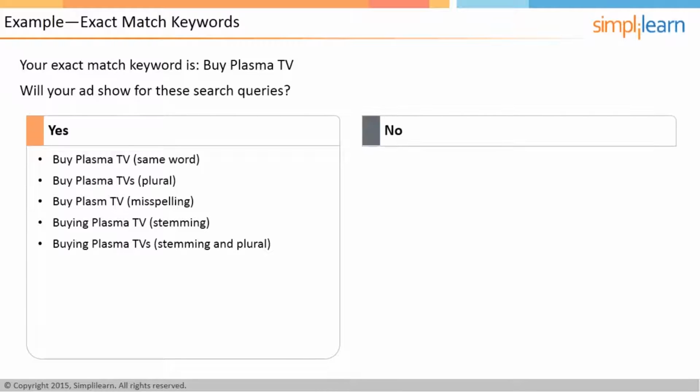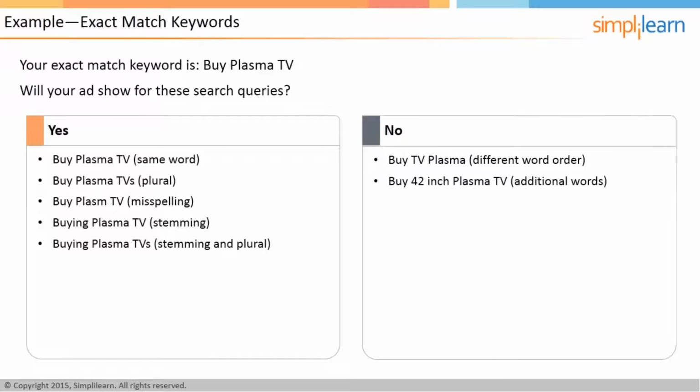Now in our no column, buy TV plasma is a different word order. You're not going to show because it's not the exact same. Order matters as well. If we have something like buy 42-inch plasma TV, there are additional words in the middle of the query, so you're not going to show. And something like LED TV, completely different words, you're not going to show.